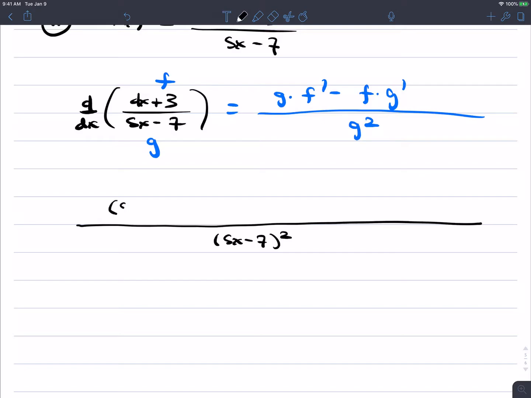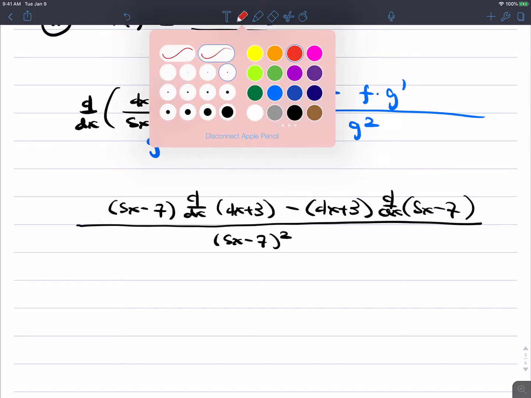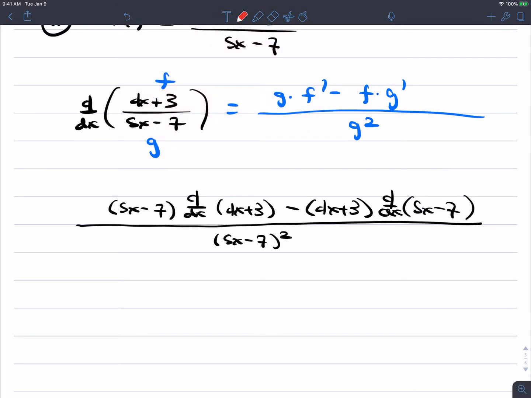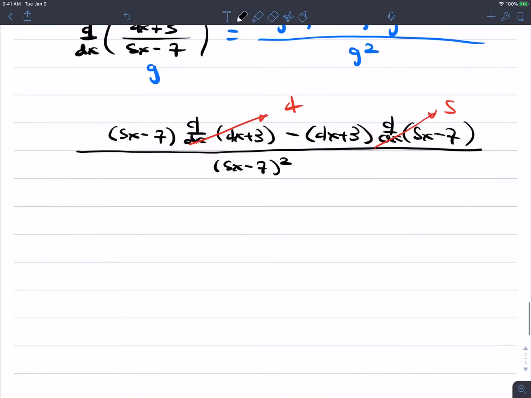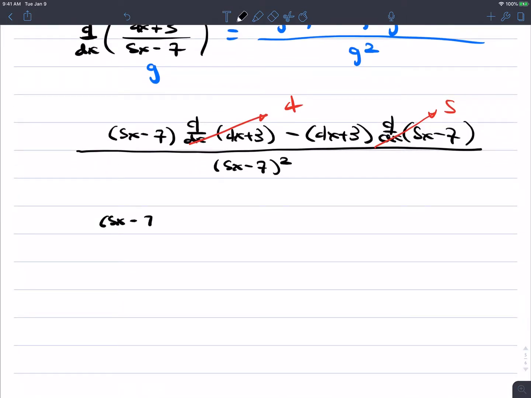5x minus 7 squared, you get 5x minus 7 times the derivative of 4x plus 3, minus 4x plus 3 times the derivative of 5x minus 7. So if I take the derivative here, we get 4. This derivative is 5. We end up with the following: 5x minus 7 times 4 minus 4x plus 3 times 5, over 5x minus 7 squared.